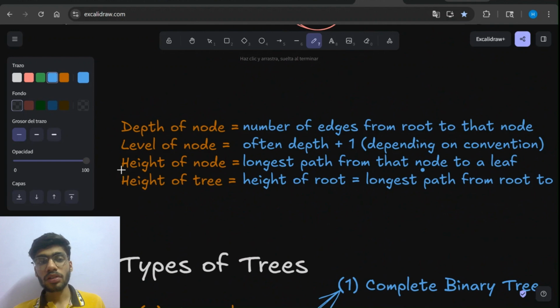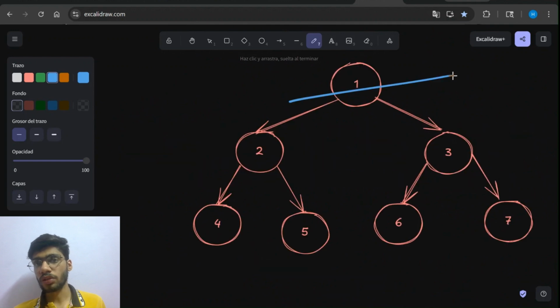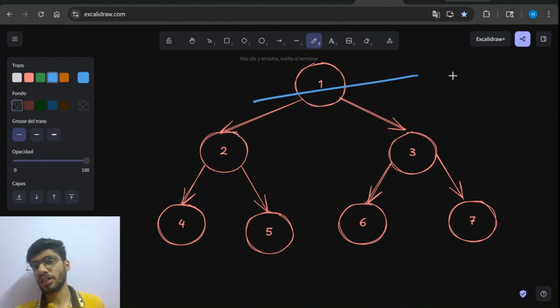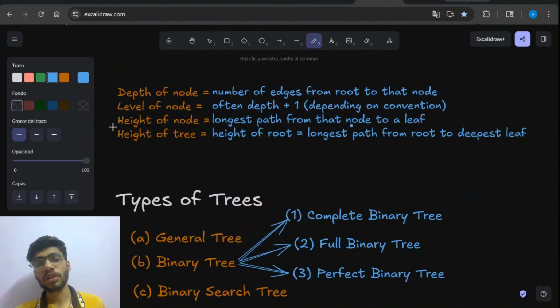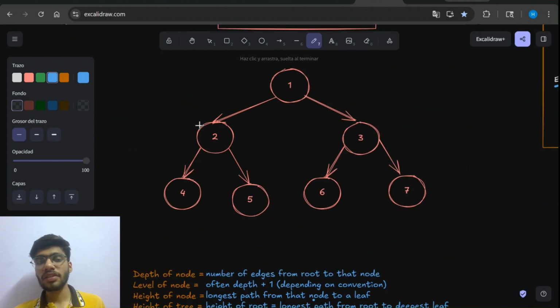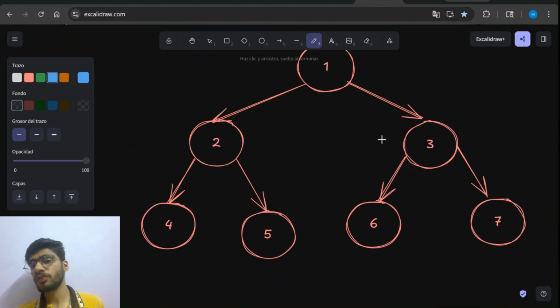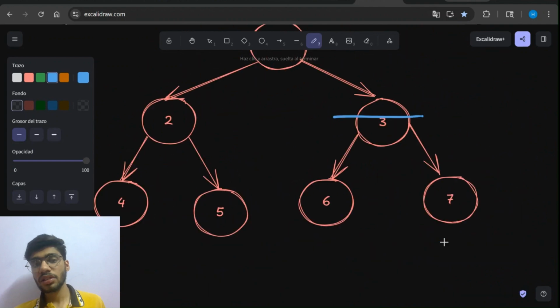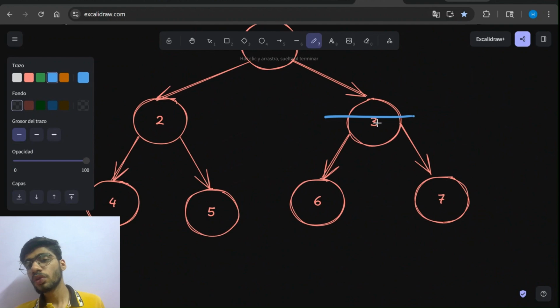So the height of a node is the longest path from the node to a leaf node. If I ask you what is the height of the root node, basically this is the height of the tree. So let's simplify it. First understand what is the height of a node. If I ask you what is the height of this node 3, this is the longest path from the node to a leaf node. So here the longest path from node to leaf node is this, so its height is 1.